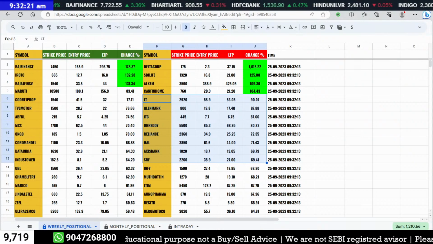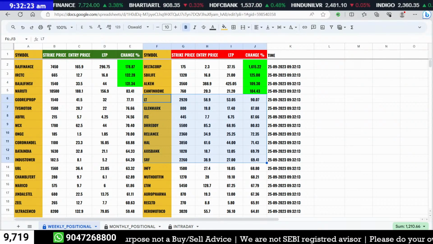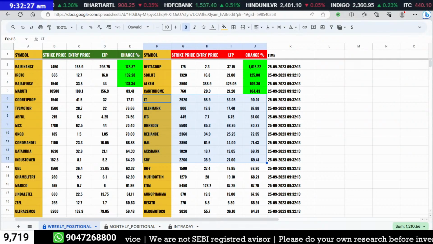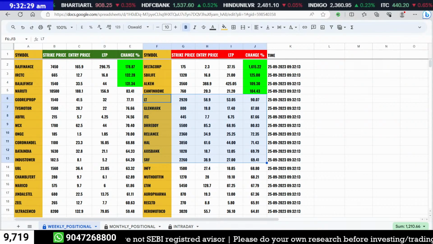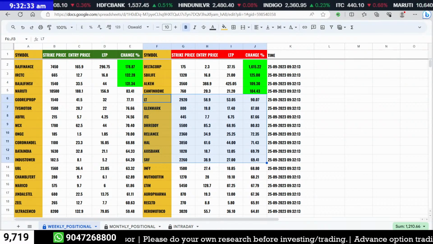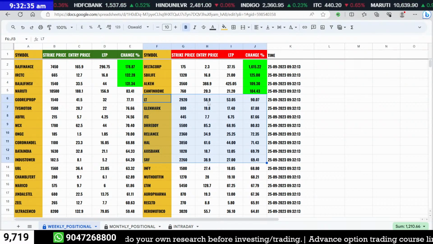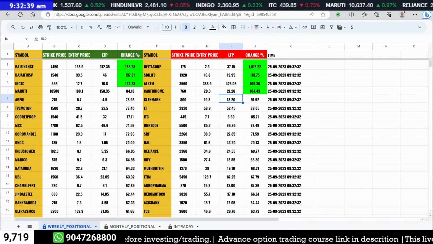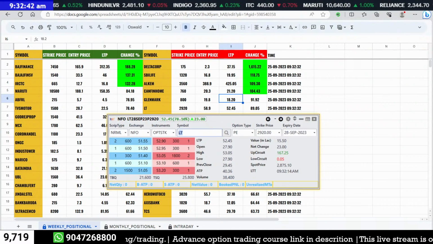Look at this, 2920. Let me check L&T. 2920. Maybe if you are ready for this in the weekly position, the lot size is 300. So only above 58.9, and Glenmark is around 19.8. So let me check Glenmark.